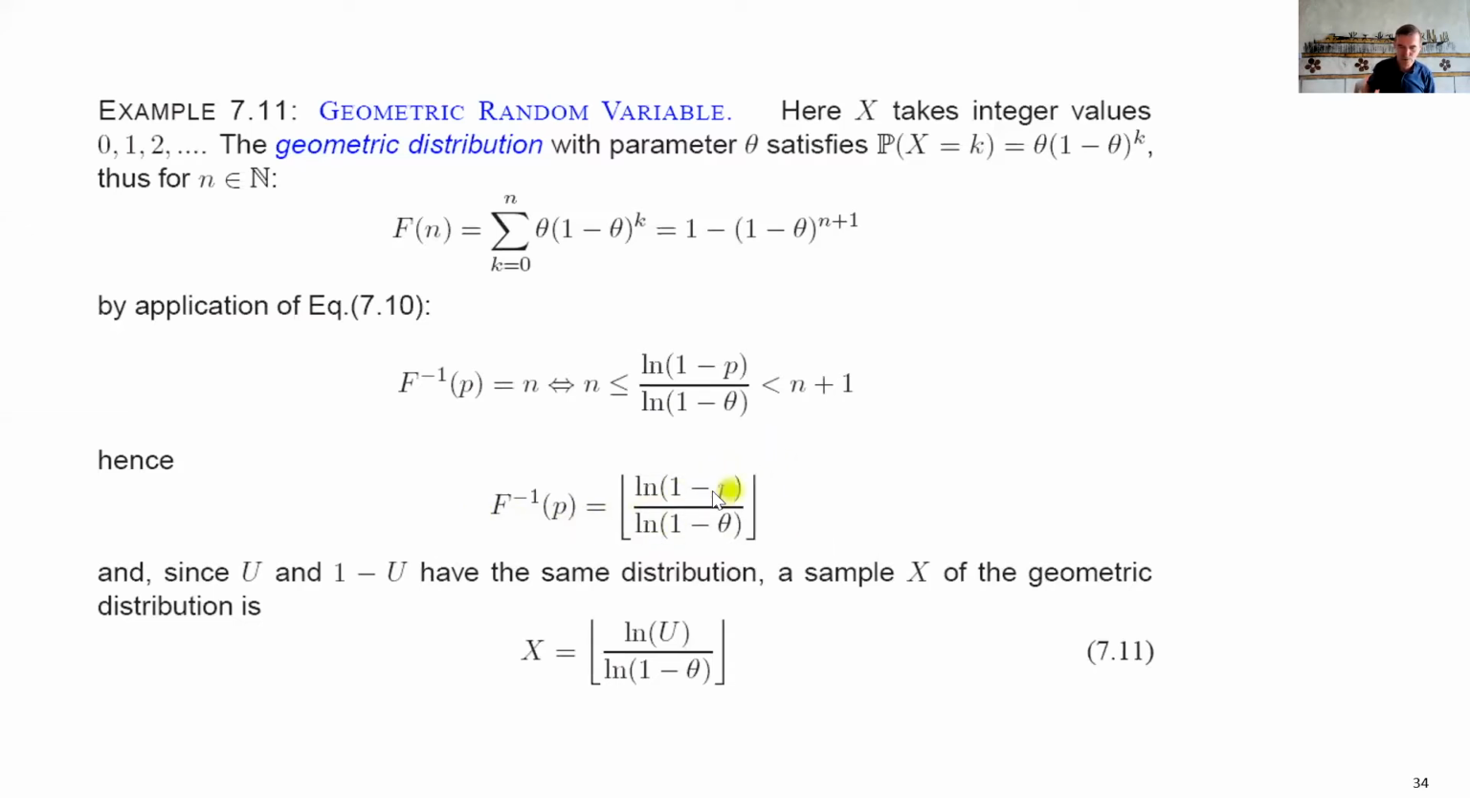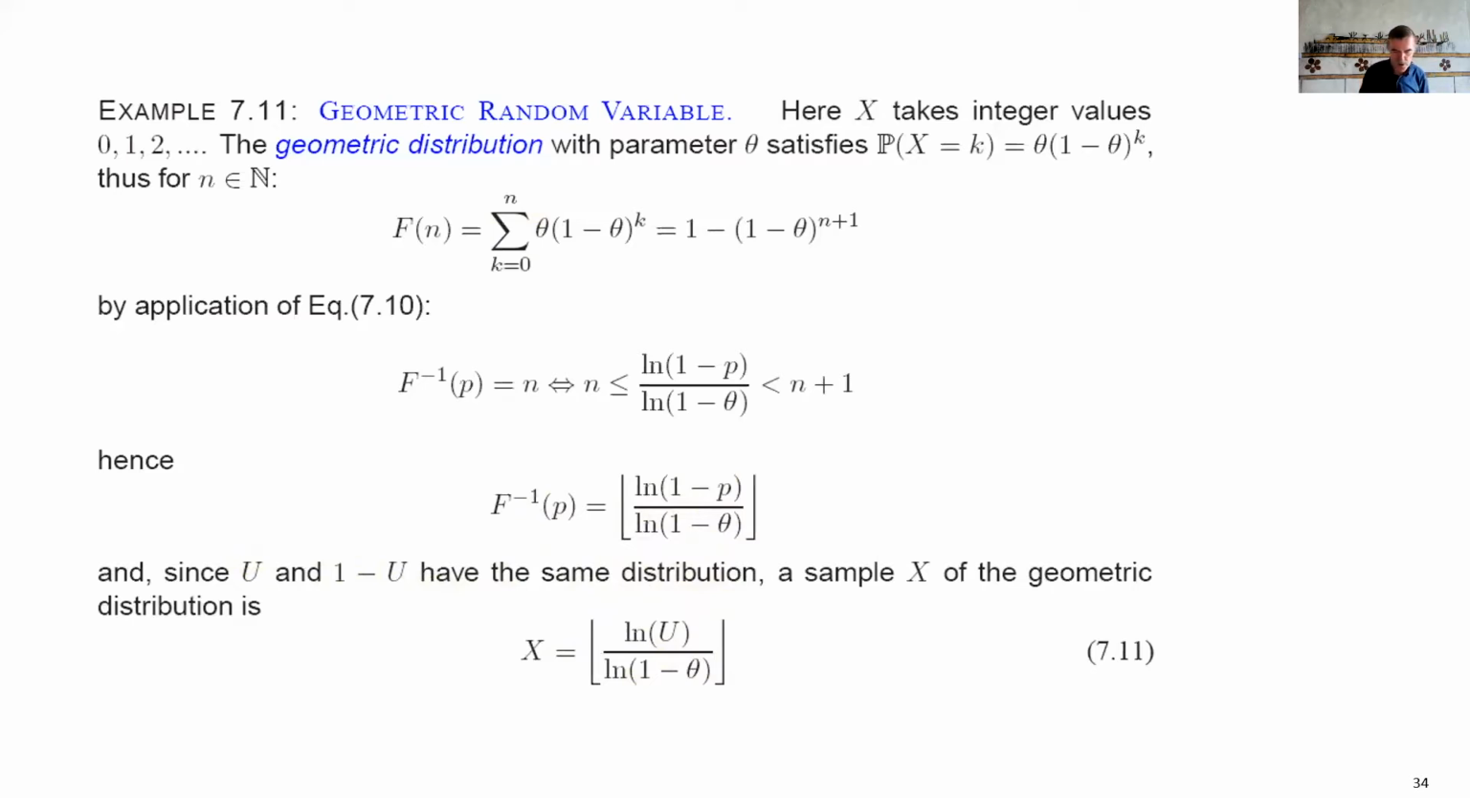I take the log of 1 minus p divided by log 1 minus theta. Now I replace p by a sample from the uniform distribution. Same trick as before. 1 minus u has the same distribution. So to obtain a sample from this, I can do simply logarithm of the random number generator output divided by logarithm 1 minus theta, and I take the floor of it.